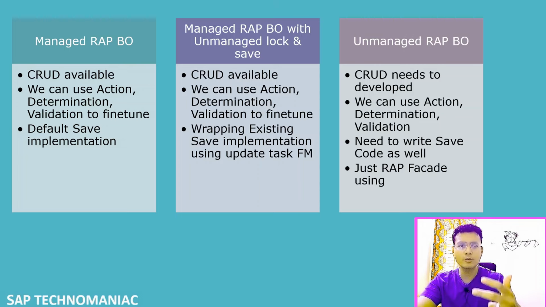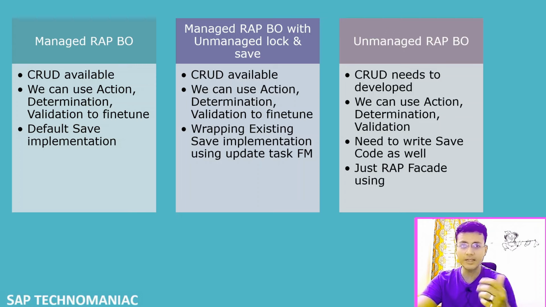We can say there are two things: we have the handler and saver classes. Something happens in the handler, in between we have the transaction, then we have the saver. This we have already discussed in my previous videos. So everything happens in the transactional buffer.